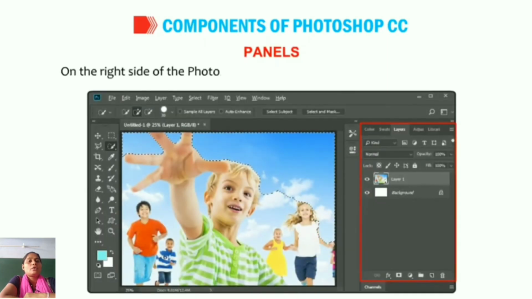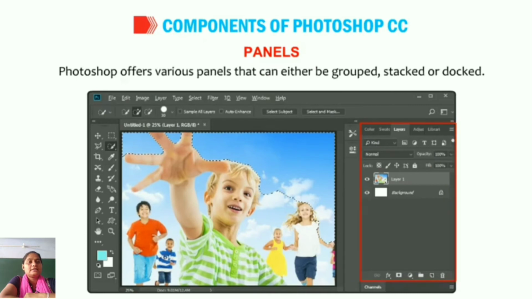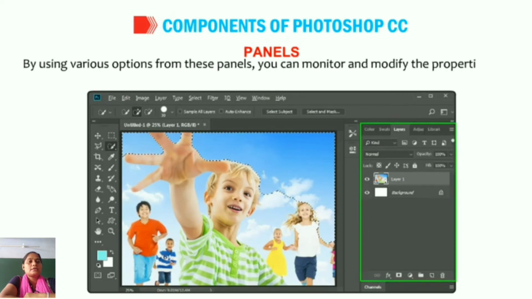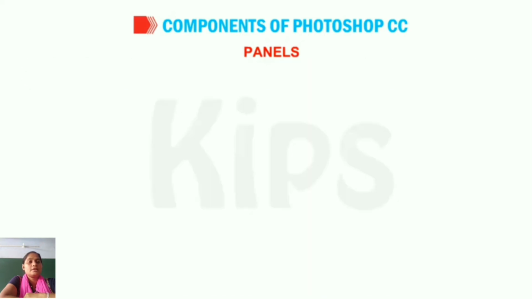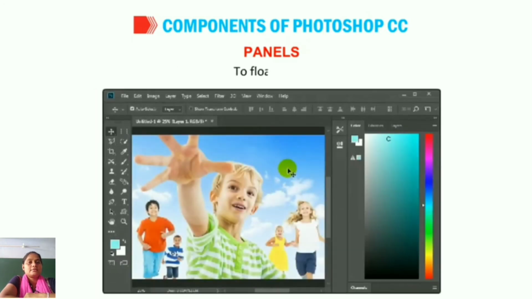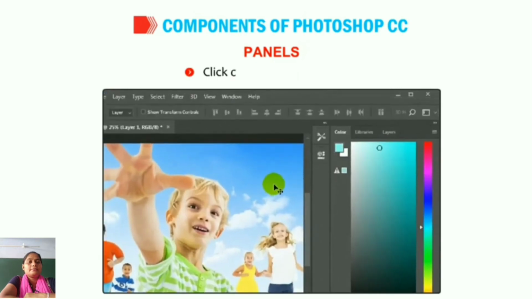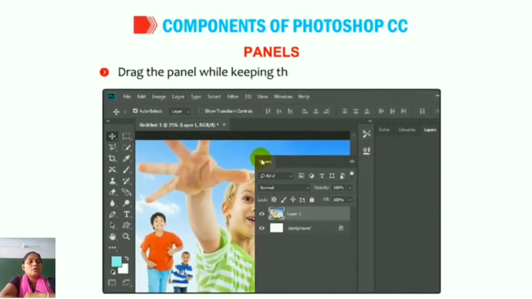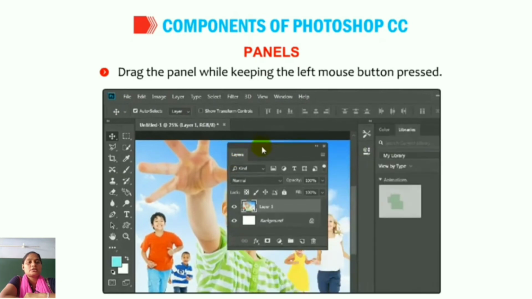Next, panels. On the right side of the Photoshop window, there is a separate area for panels. Photoshop offers various panels that can either be grouped, stacked or docked. By using various options from these panels, you can monitor and modify the properties of an image. Panels can be placed anywhere on the screen. To float them, click on the top of the panel. Drag the panel while keeping the left mouse button pressed.